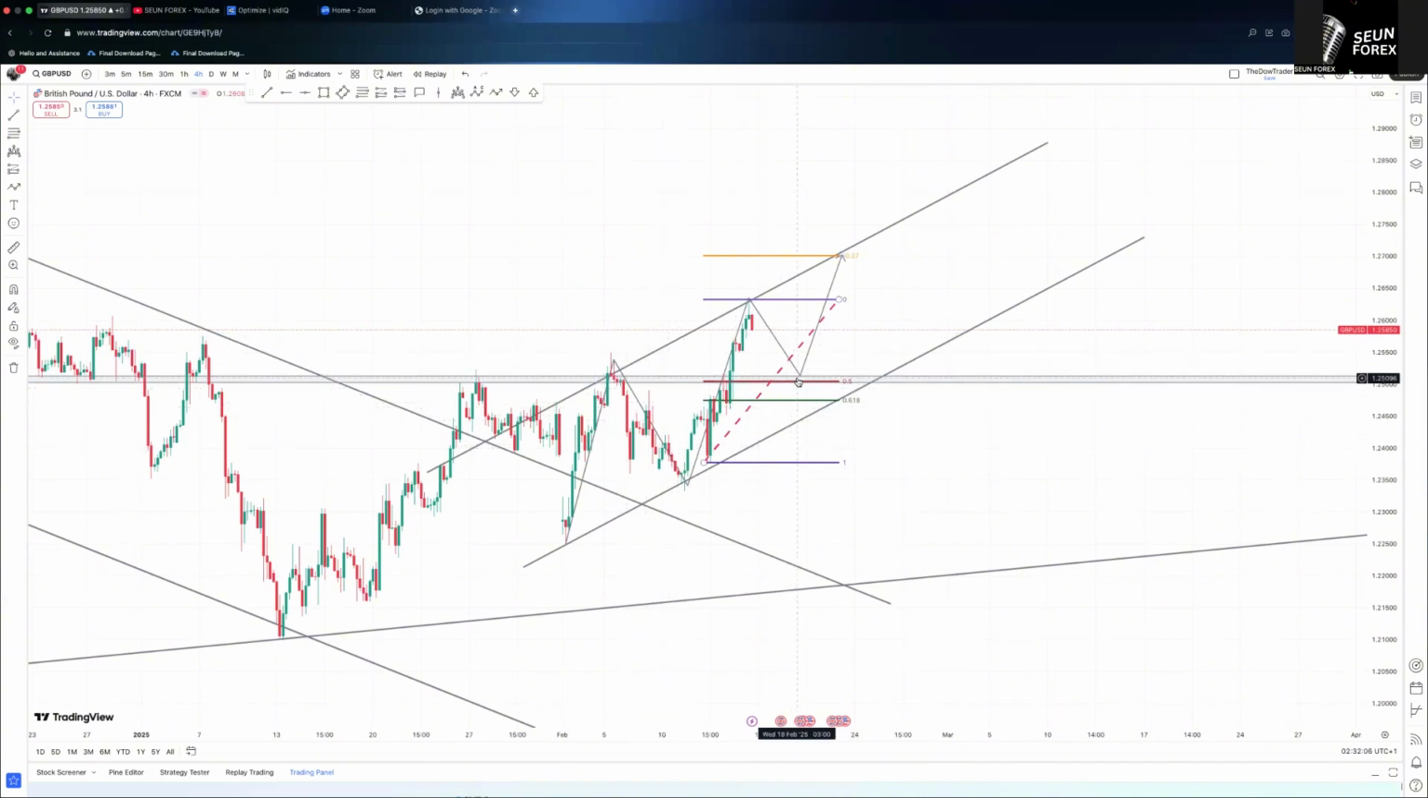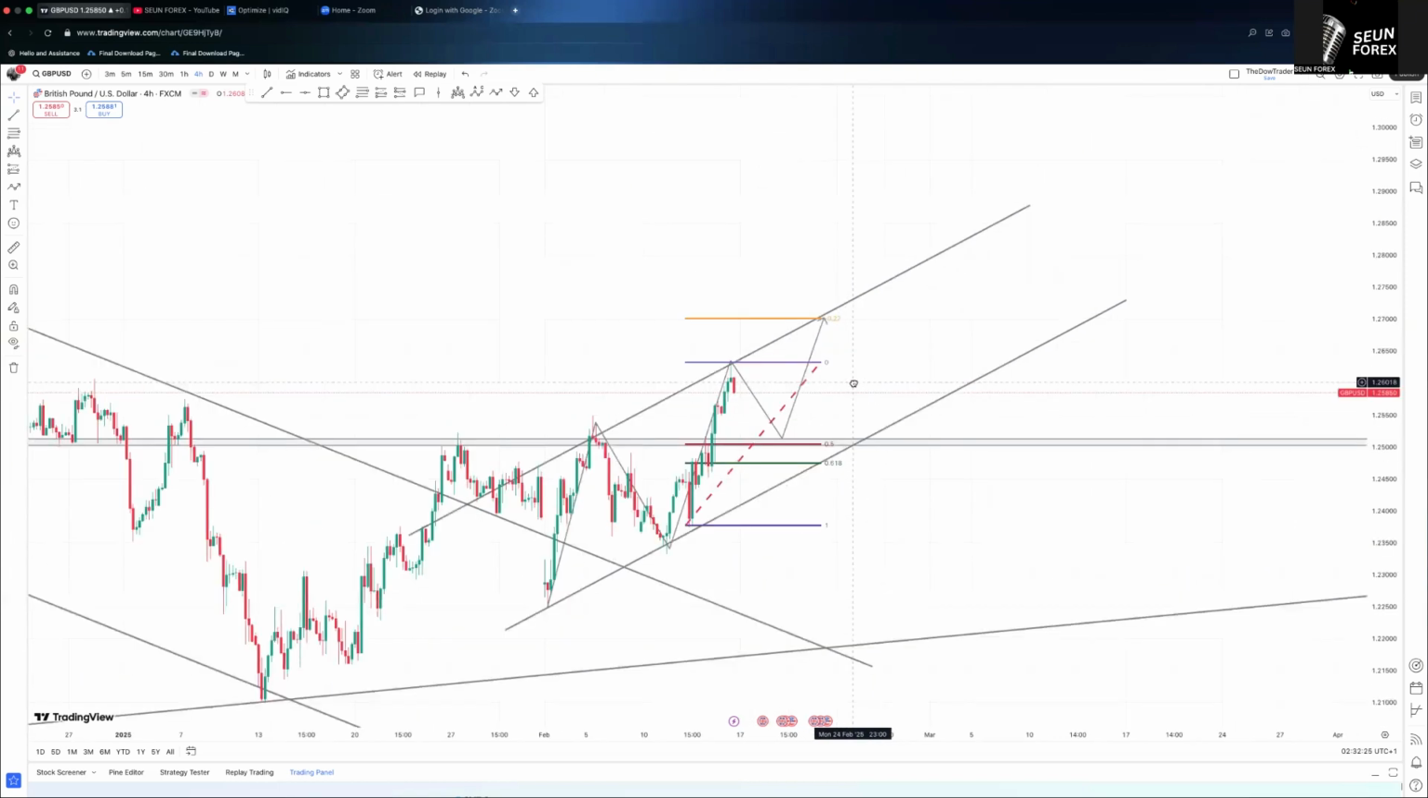Wyckoff traders will also be looking for buys. Channel traders are also looking for buys. Trend traders are also looking for buys. Candlestick traders, once the market reaches a key level, will also be looking for buys. And that is one of the amazing things about raw price action reading. It gives you massive confluence.